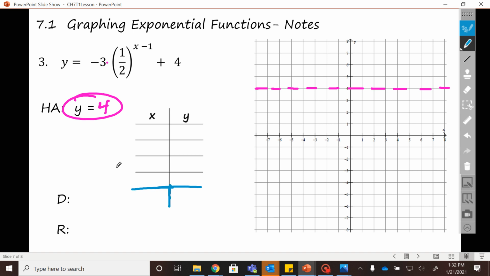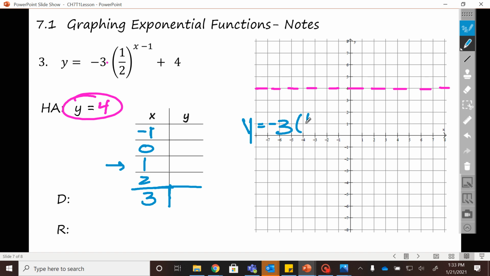To start our table, we need the number in the middle to make the exponent 0, which would be 1, because 1 minus 1 is 0. To the left of 1 is 0, to the left of 0 is negative 1. To the right of 1 is 2, and to the right of 2 is 3. So we're going to plug all of these in and evaluate.